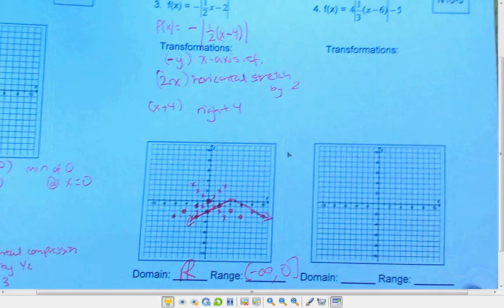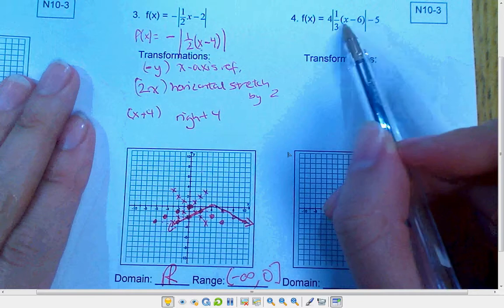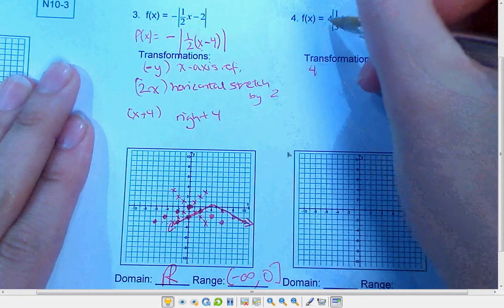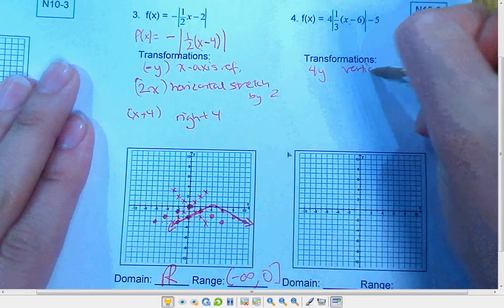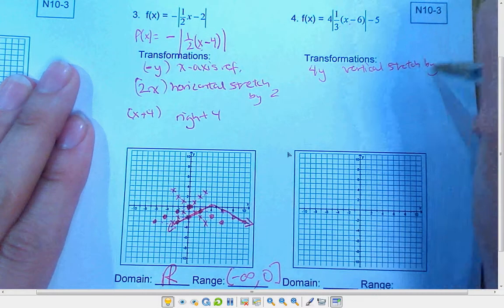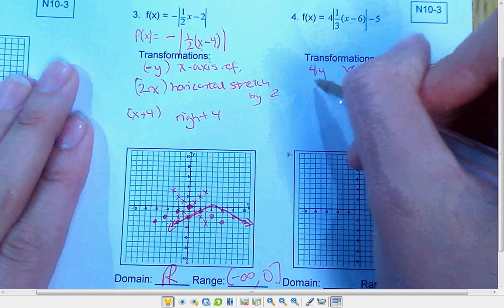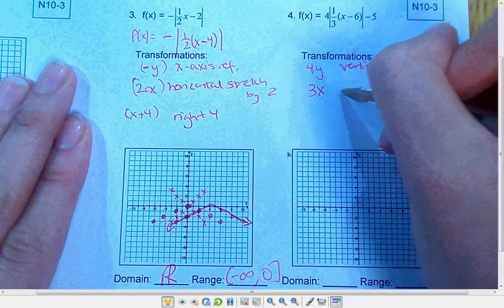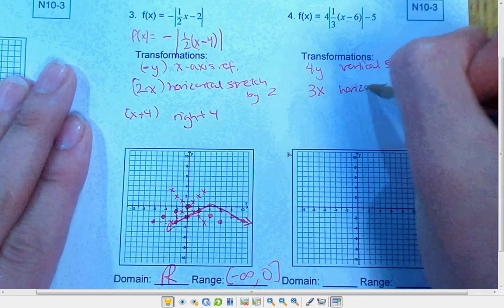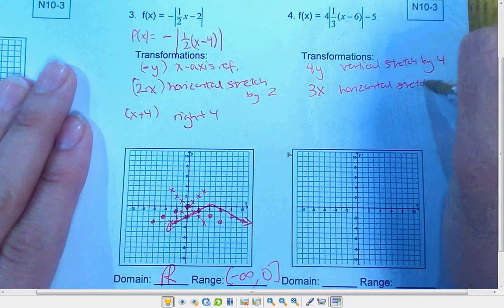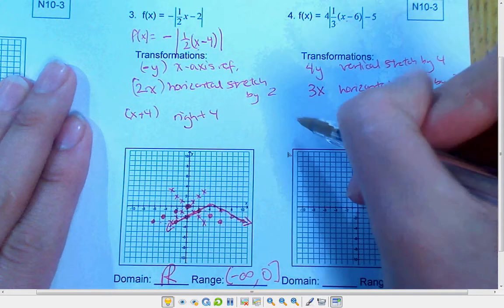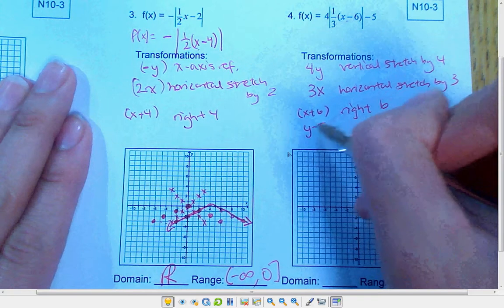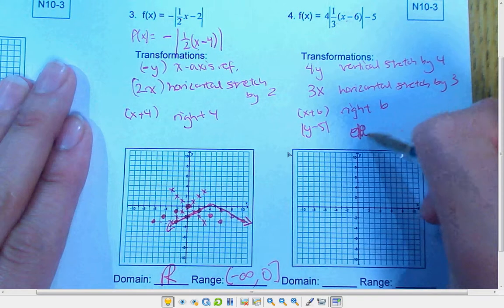Okay, last one we're going to graph. So this one, already separated by parentheses, so we're good. Let's just describe our transformations. We have 4 on the outside, so 4y, the vertical stretch by 4. The 1/3 is on the inside, so it affects your x. It's inverse, so it becomes 3x, which is a horizontal stretch by 3. X minus 6 is on the inside, so we're really moving to the right 6. Minus 5 is on the outside, so we're moving down 5.